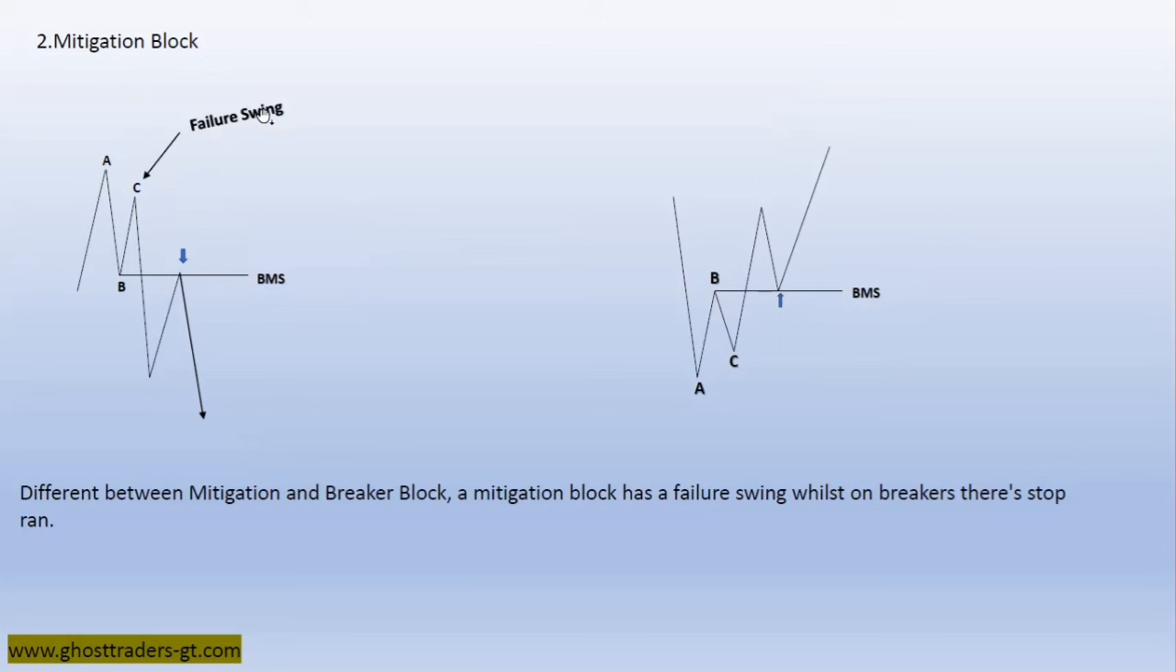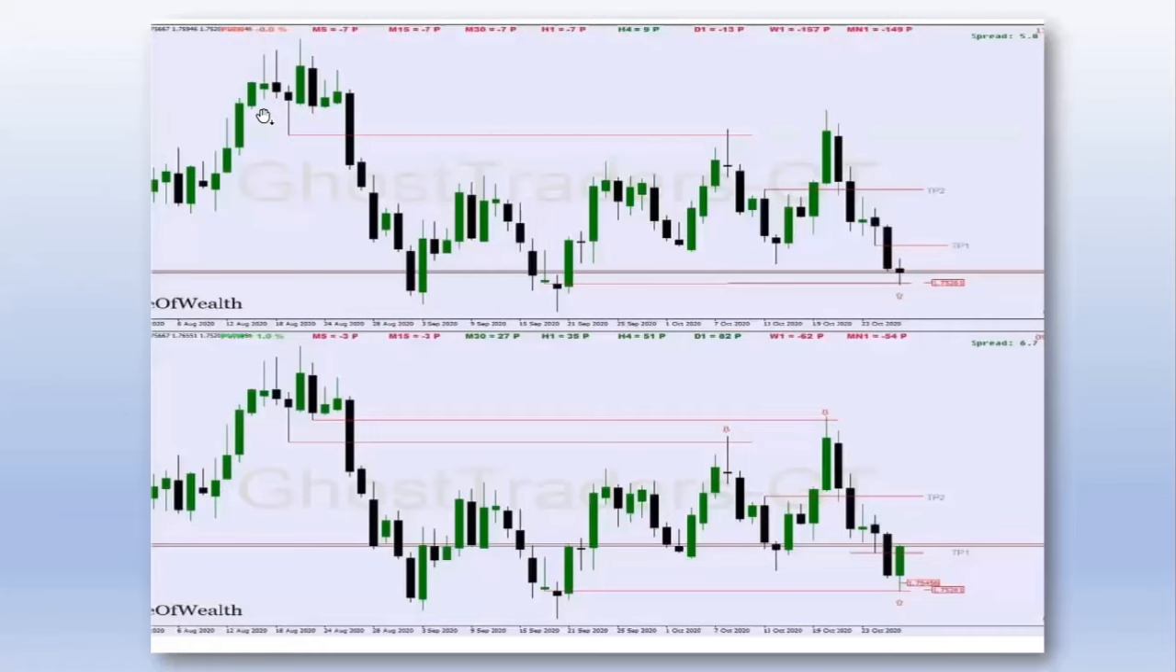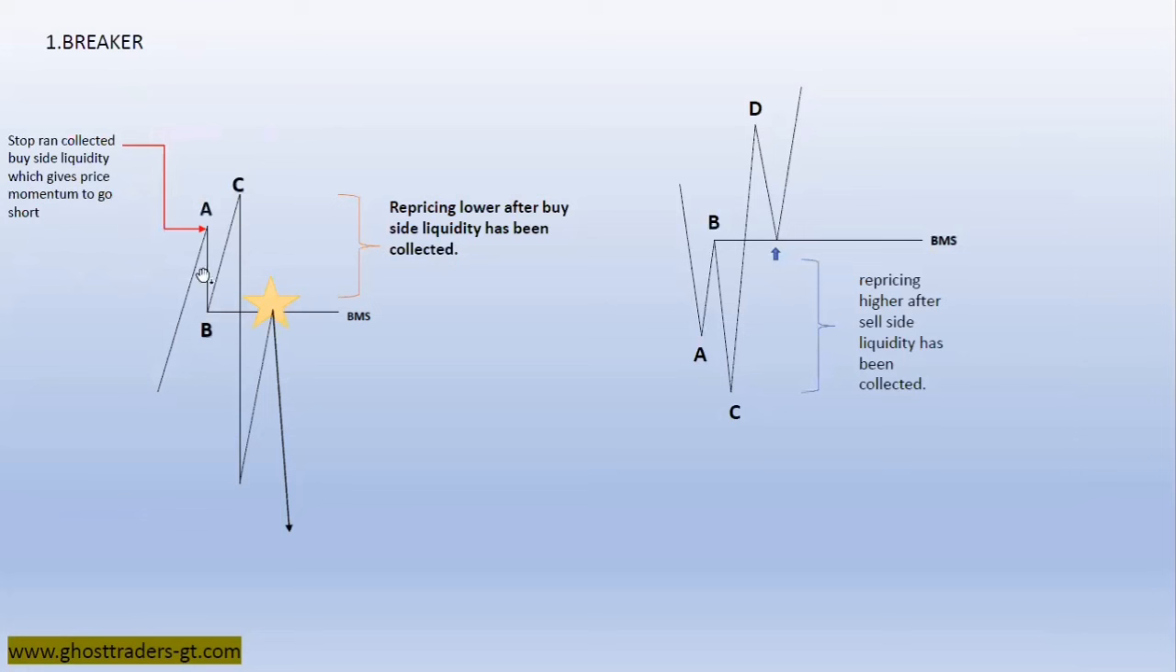So let's go back and look at it again. Here is our breaker. We see that price collected liquidity at point A, and then went down and then came back, and then we make our sell entry at this level. That's where we make our sell entry here. And also the same thing here, it's just an upside down structure of this one. Same thing that you see here.